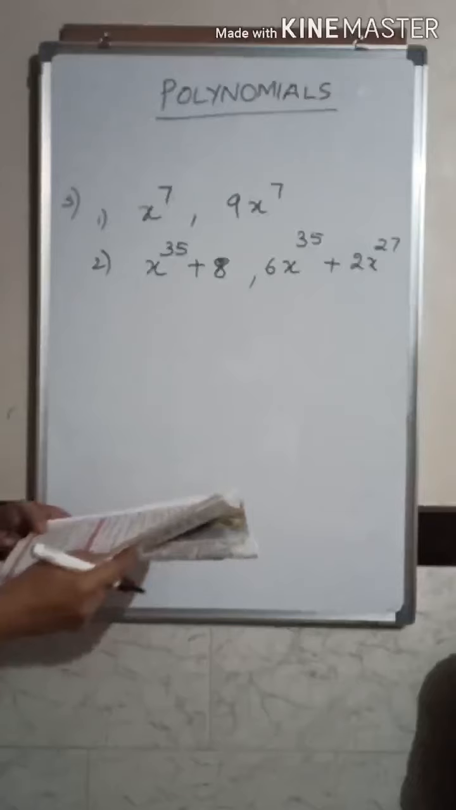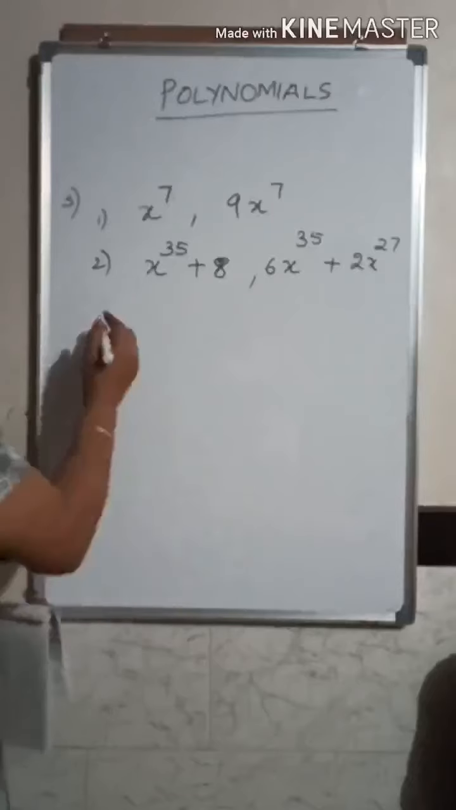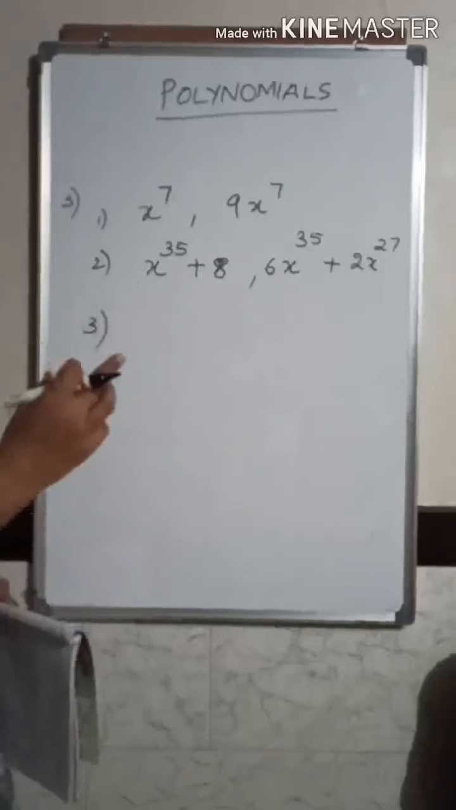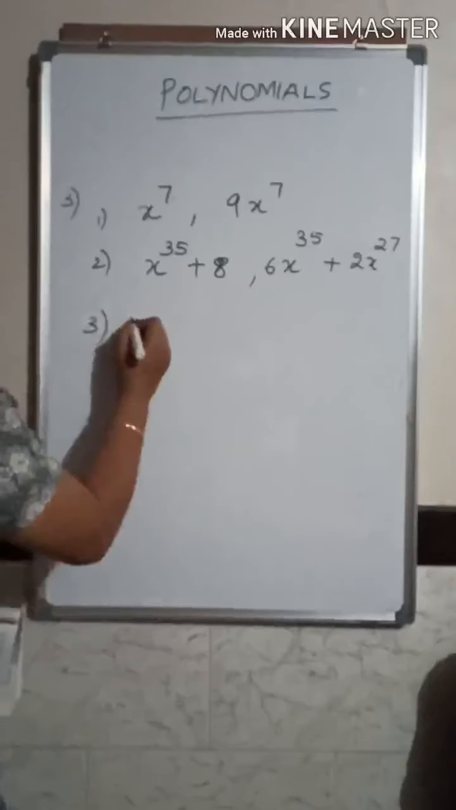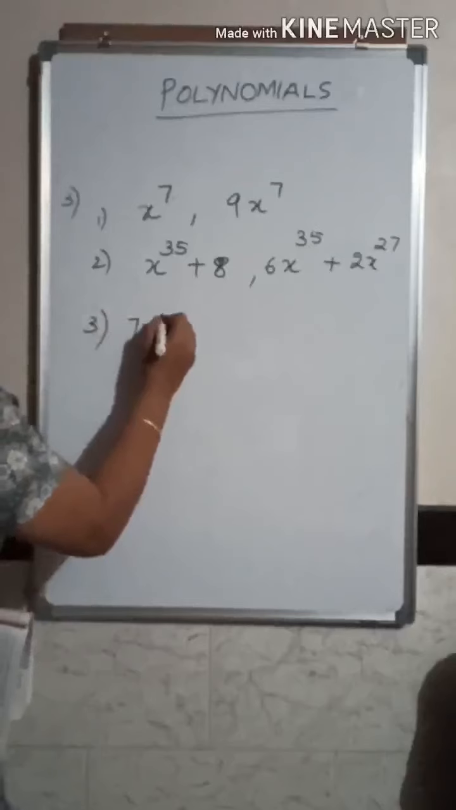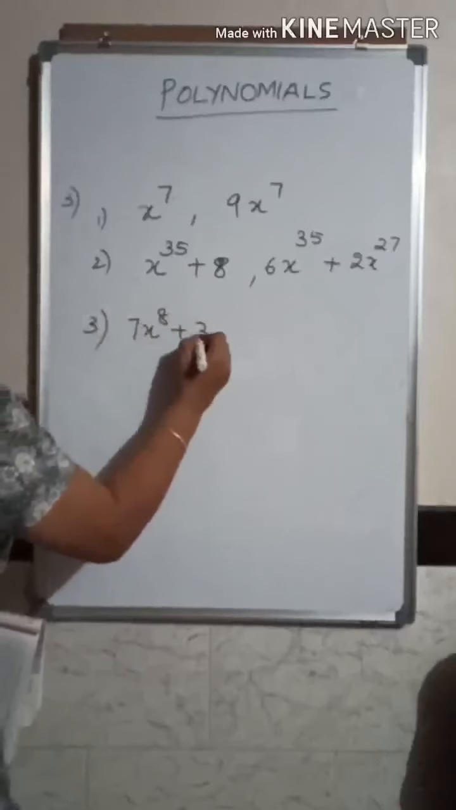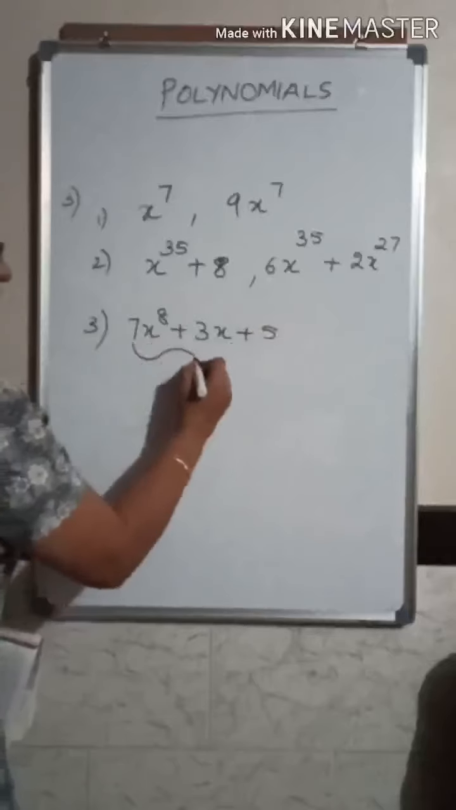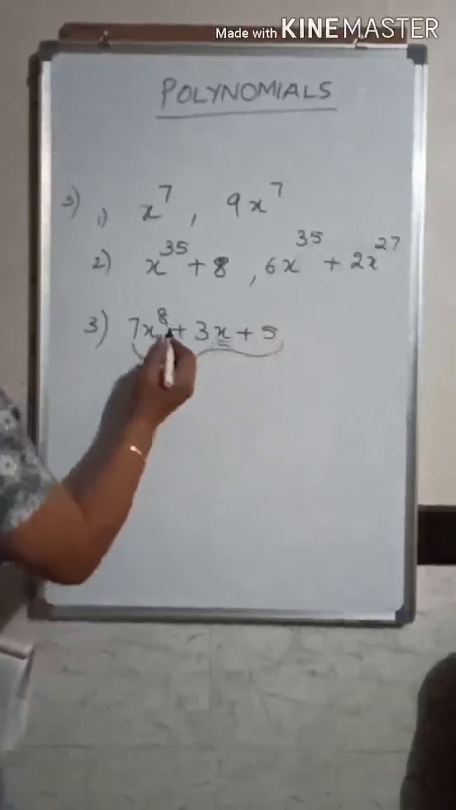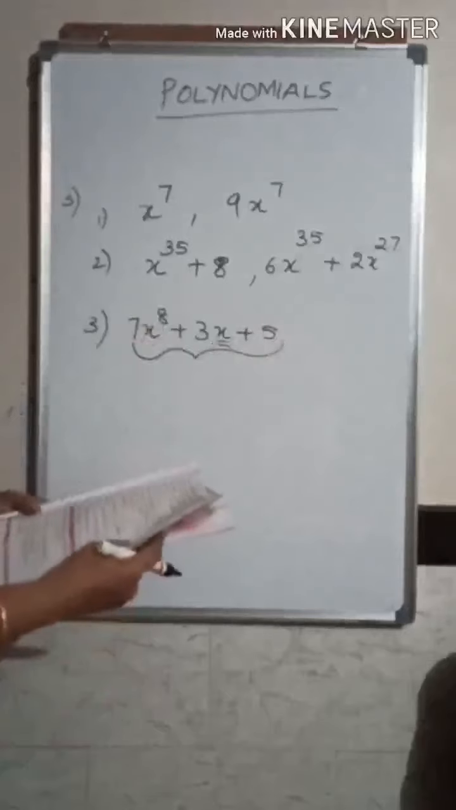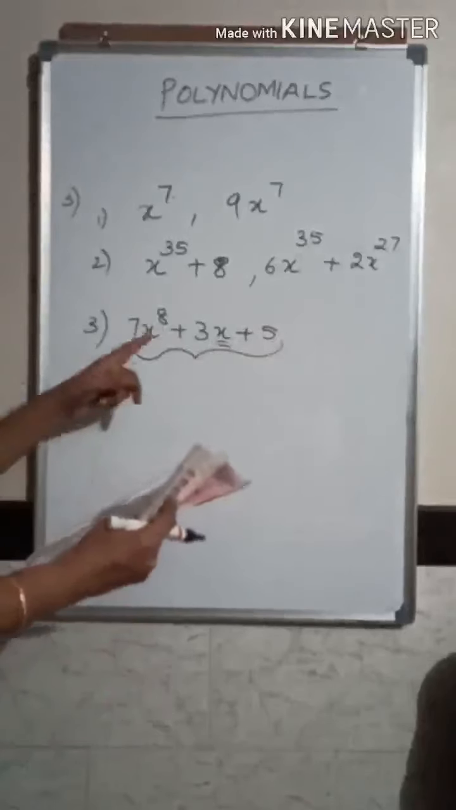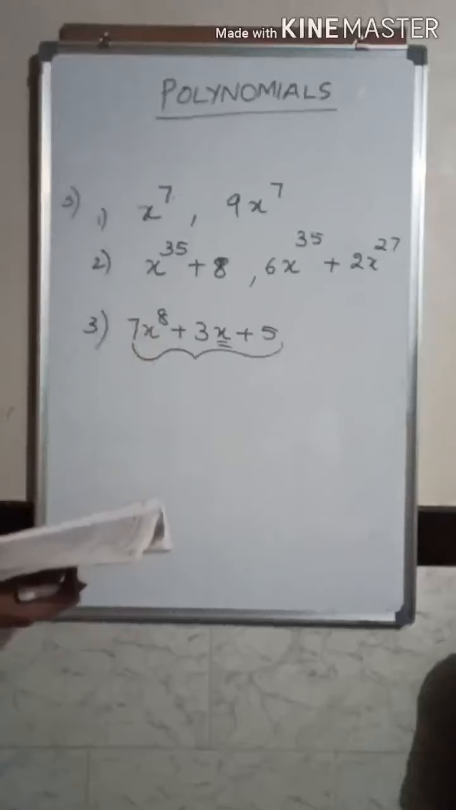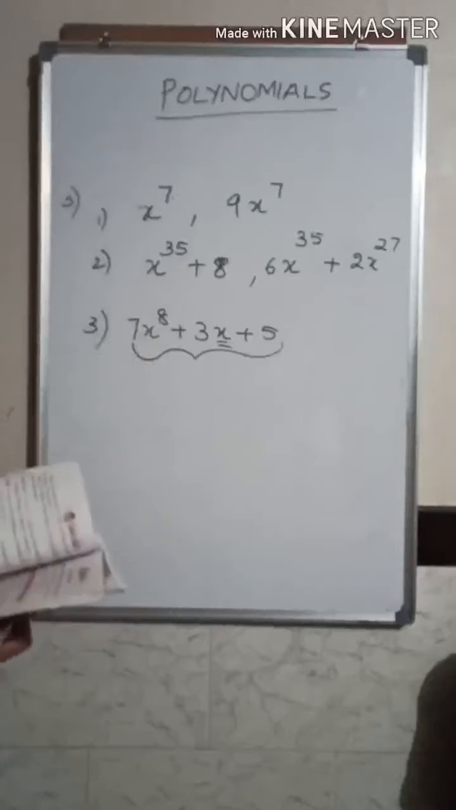The third one they have given is a trinomial with degree 8. So you have to write a trinomial expression with the degree as 8. You can write this as 7x to the power of 8 plus 3x plus 5. So three terms, the variable is x and the highest power is 8. So the degree should be equal to 8. This is how you write any polynomial with the given condition.